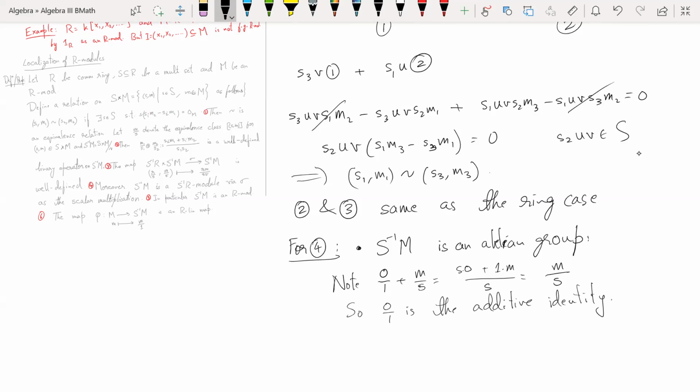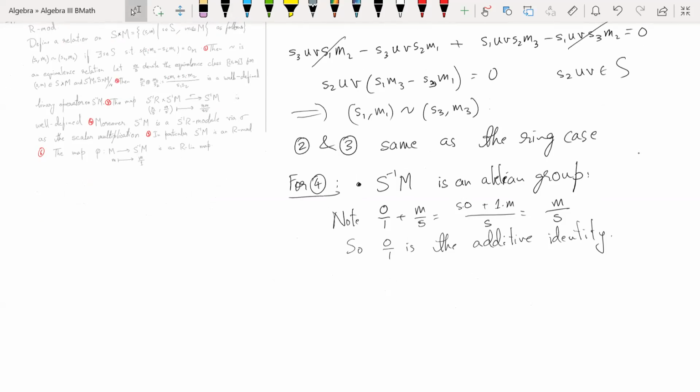And so we have to check associative, commutative, and inverses. Commutative is straightforward from the definition, because the ordinary plus is commutative, so this is going to be commutative. And associative. I don't know how much I should do, but associative.